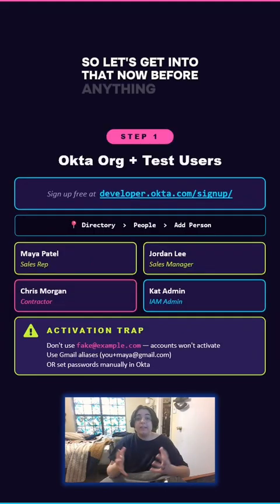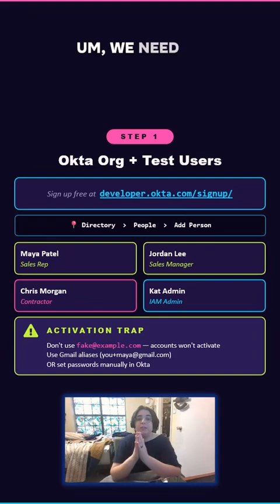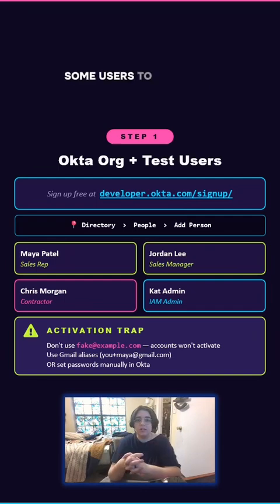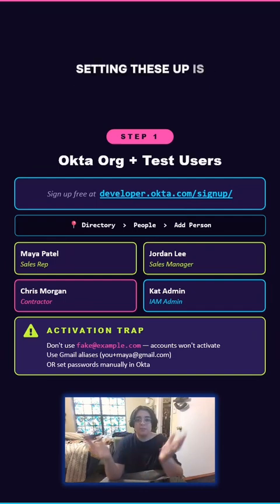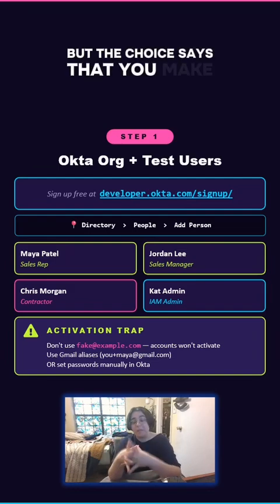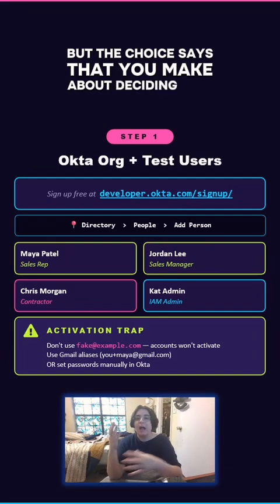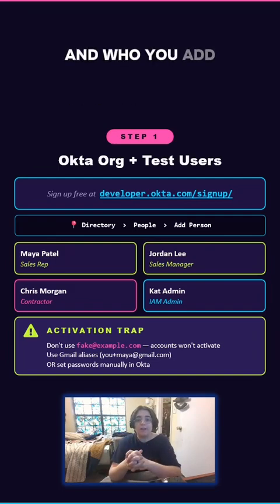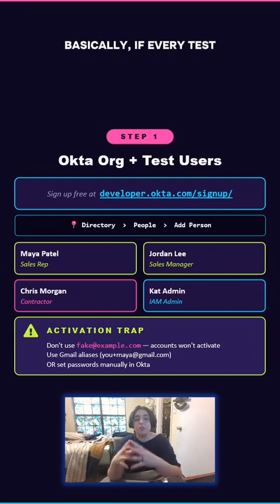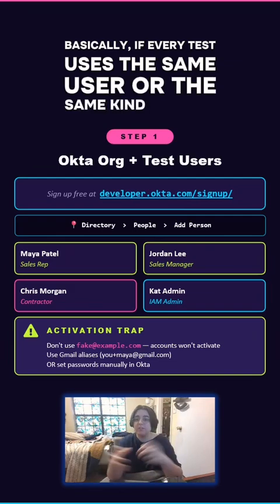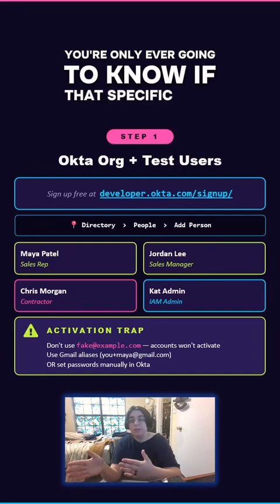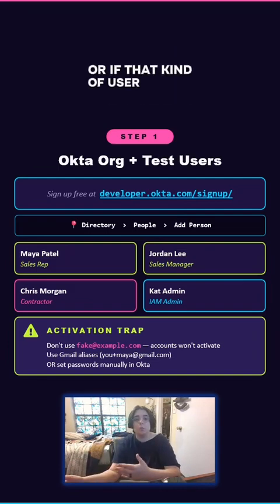Before anything else, we need to get an Okta org and we need to create some users to test with. Setting these up is pretty basic, but the choices that you make about how many people you add and who you add can actually determine what you learn from this lab, all right? Basically, if every test uses the same user or the same kind of user, you're only ever going to know if that specific user or that kind of user works.